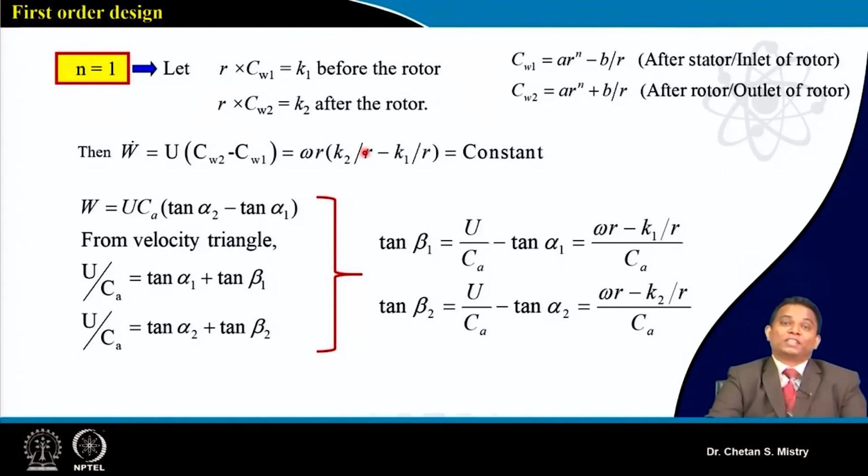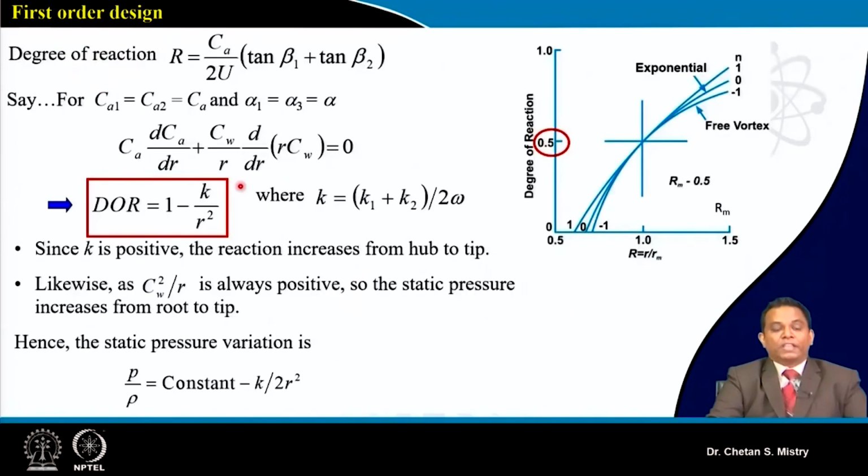Okay, so we can say this is my situation where my H0 is constant along my span. What we know from our velocity triangle, we must know what will be the variation of my beta 1 and what will be the variation of my beta 2, because we are interested in calculating what is happening with our degree of reaction. So under this condition, when we are taking our n equal to 1, the degree of reaction simply will be kept in terms of my delta beta or beta 1 and beta 2.